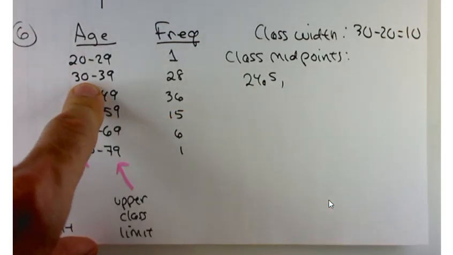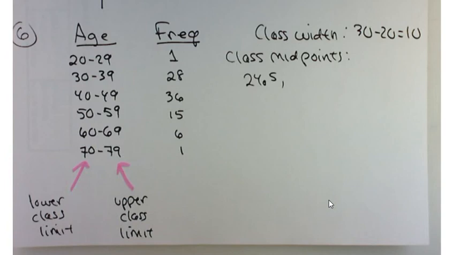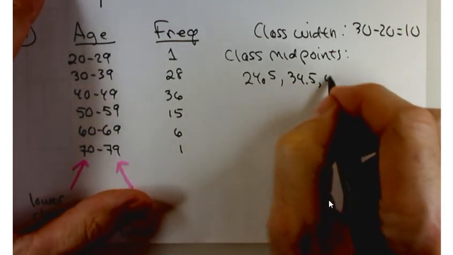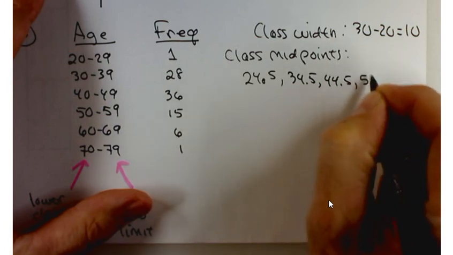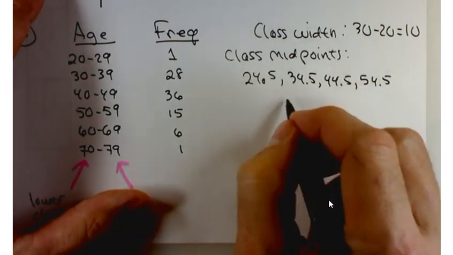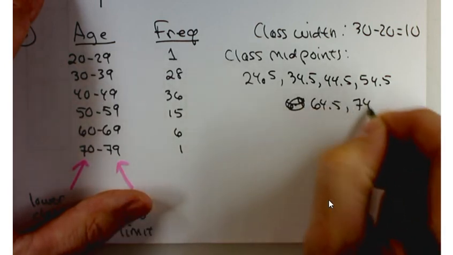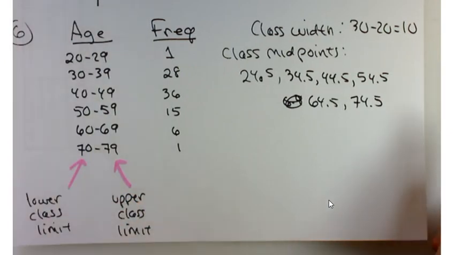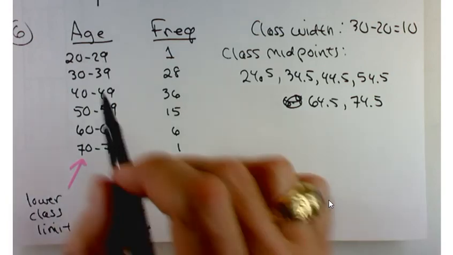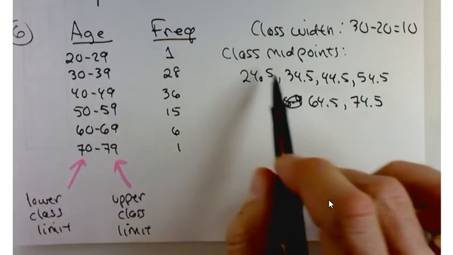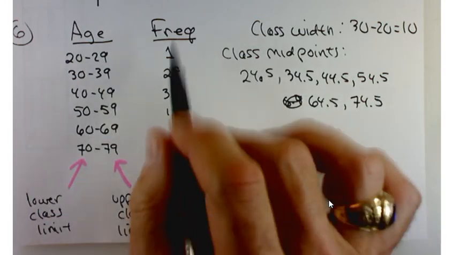What do you suppose the next one is? What's the next class midpoint? Yeah, 34.5. Thank you. 34.5, and so on. 44.5, 54.5, 64.5, yeah, and 74.5. Those are your class midpoints. If you were to plot things, if you were to do what's called a frequency polygon, then you could use these as your x values and these as your y values.